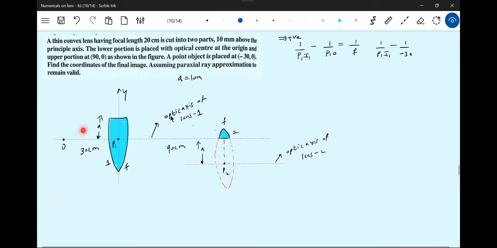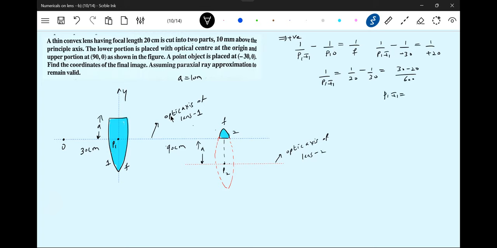Because the incident rays are striking the lens, the incident rays are moving towards right. So the P1 you will measure opposite to the incident ray. So therefore it should be negative. Focal length will be plus 20. So 1 by P1I1 equal to 1 by 20 minus 1 by 30, which will be 30 minus 20 by 600. So P1I1 equal to 60 centimeter. 60 centimeter means the image has to be somewhere here.